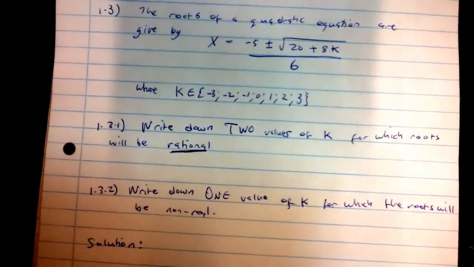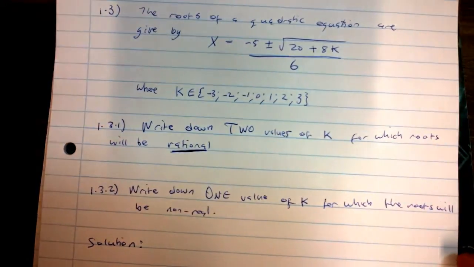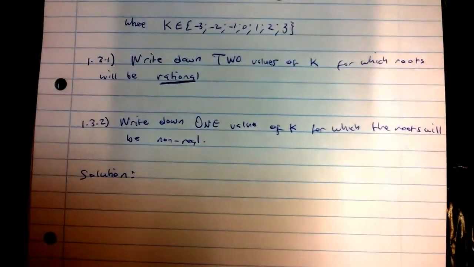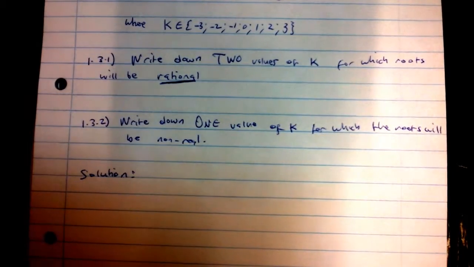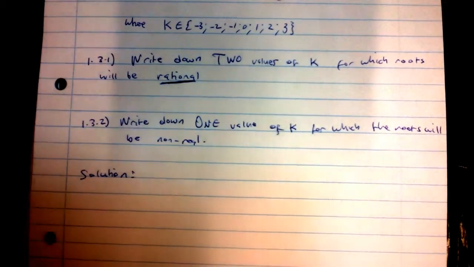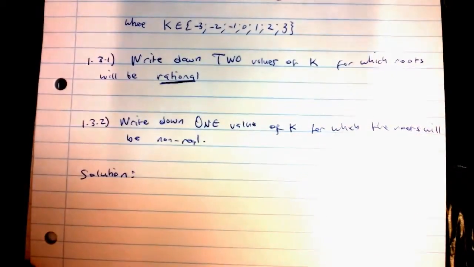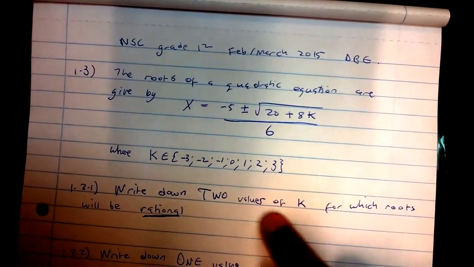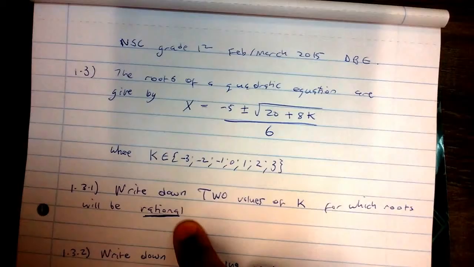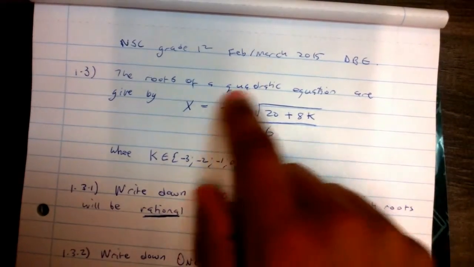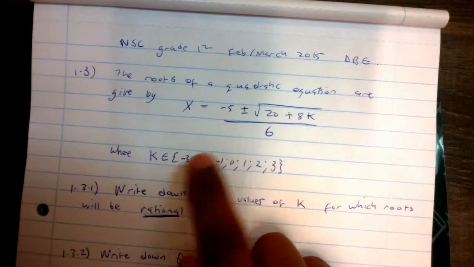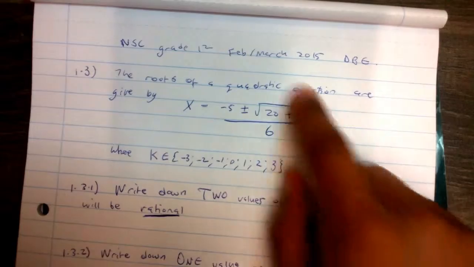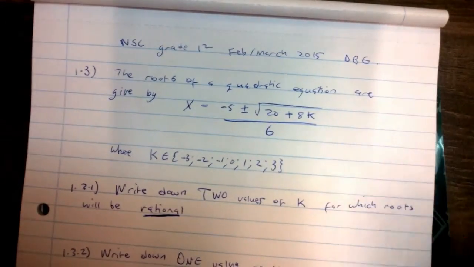1.3.1 says, write down two values of k for which the roots will be rational. Question 1.3.2 says, write down one value of k for which the roots will be non-real. So the first thing that you should note is that to answer the first one, to find two values of k for which the roots will be rational, you have to look at this k, choose two values here, and then plug it in here, such that this value is rational. So what does that mean?